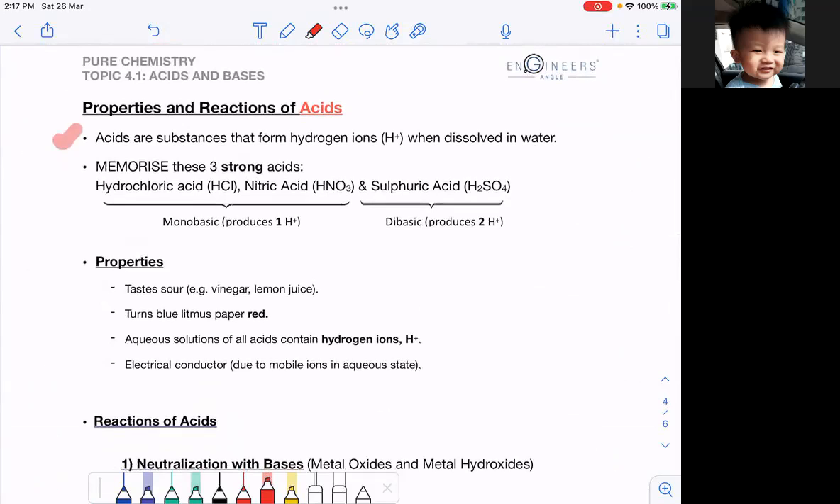3 acids that you must memorize. You must use your life to memorize it. I already taught you how. You just need to get better at it. There are 2 new words, monobasic and dibasic. Okay? Based on my notes, who can make a guess? What am I referring to?